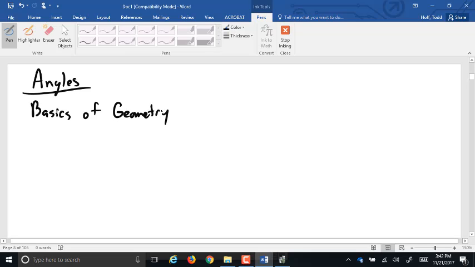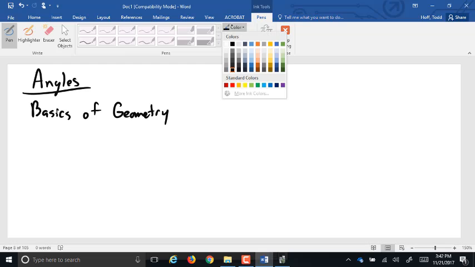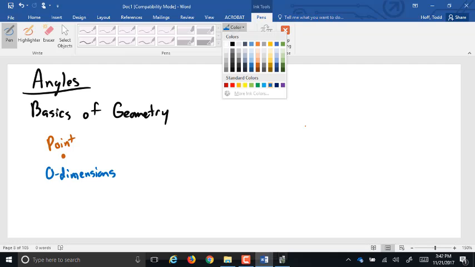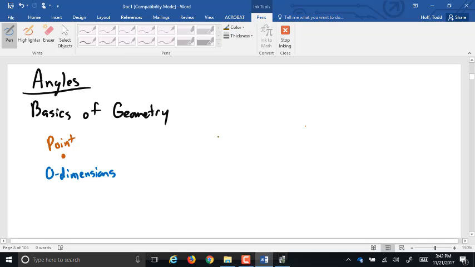And I'm going to start you out with the absolute most basic thing in geometry again. That thing right there. It is called a point. And it's merely a location. It is 0-dimensional. 0 dimensions. Everything in geometry, however, is created from that.